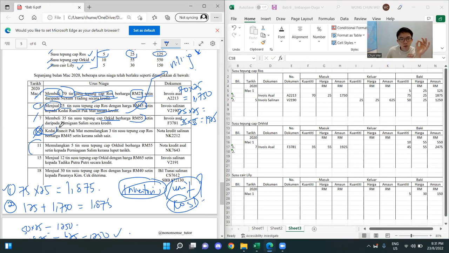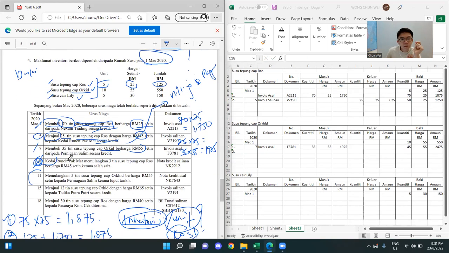8. Okay. Kedai runcit Pak Mak memulangkan 3 tin susu tepung cap rose berharga RM45 setin kerana salah size. Now, who is this kedai runcit Pak Mak? Is it us? Bukan, right? Okay, siapa kita? Kita rumah susu. We are rumah susu. Maksud when they say kedai runcit Pak Mak memulangkan, meaning this is our customer. Dia pulangkan 3 tin susu tepung kepada kita.